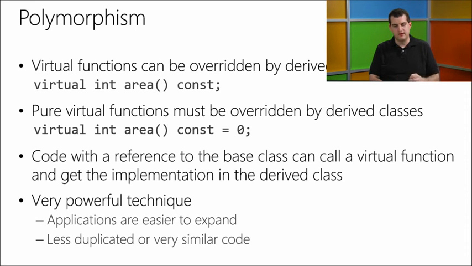So this is a very powerful technique. You can do a lot of amazing things with this. You can also do a lot of horrible things. There are many applications that have enormous class hierarchies, with classes with 12 levels of inheritance and functions overridden. So you should be very careful when using this.